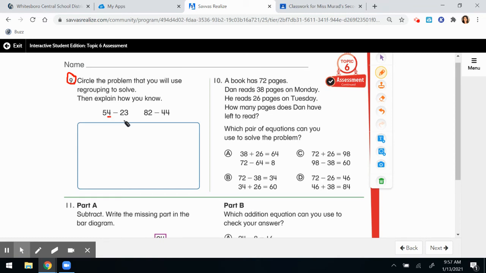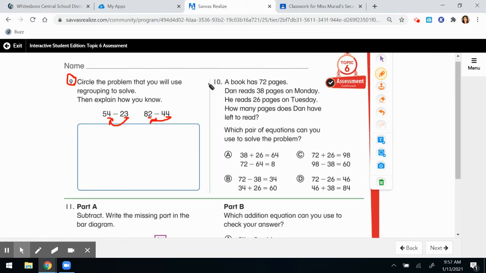Remember, you're looking at the ones. If the second number in the ones is greater than the first, then you have to regroup. And then I want you to write in your own words why. Think about why we have to regroup. We have to regroup if there's not enough, what? If there's not enough 10s or if there's not enough 1s. So you are going to circle whichever one you have to use, and you're going to tell me there are not enough blank.